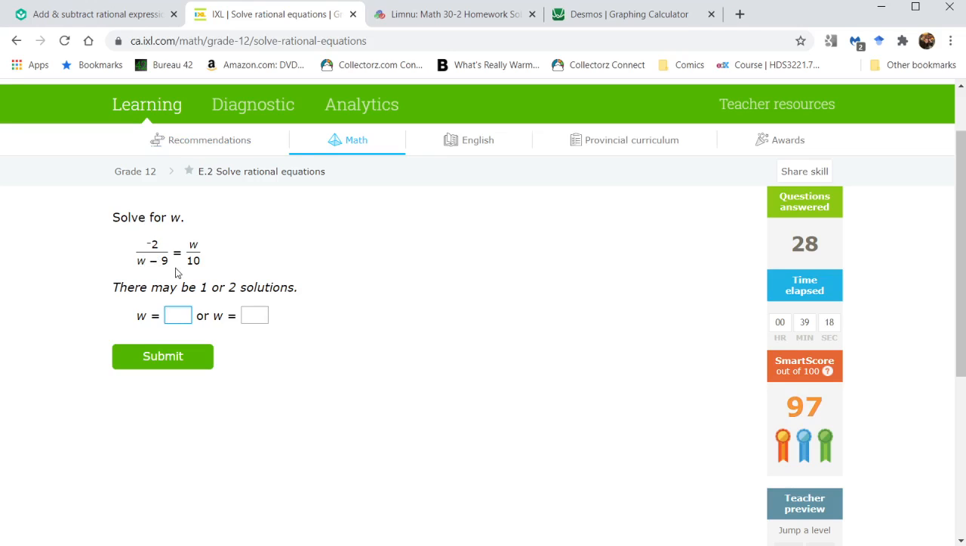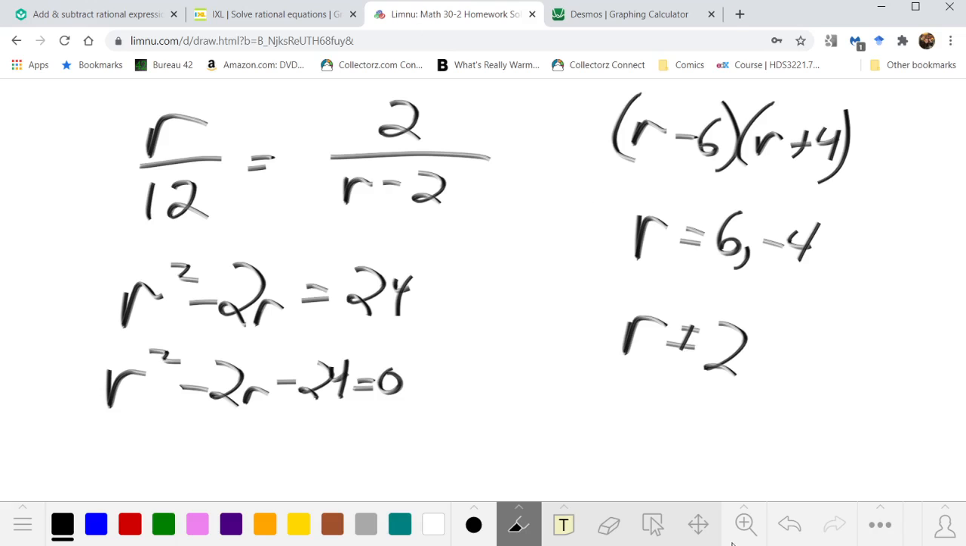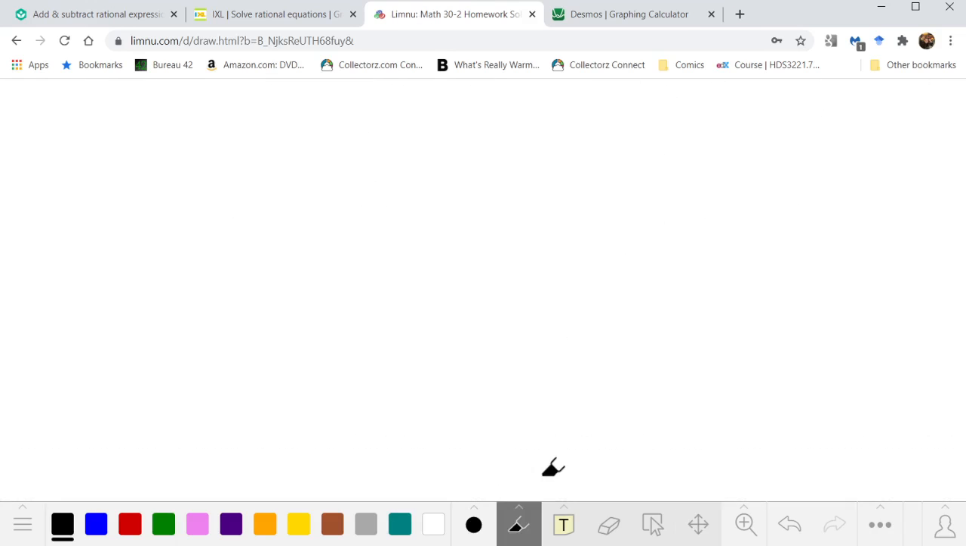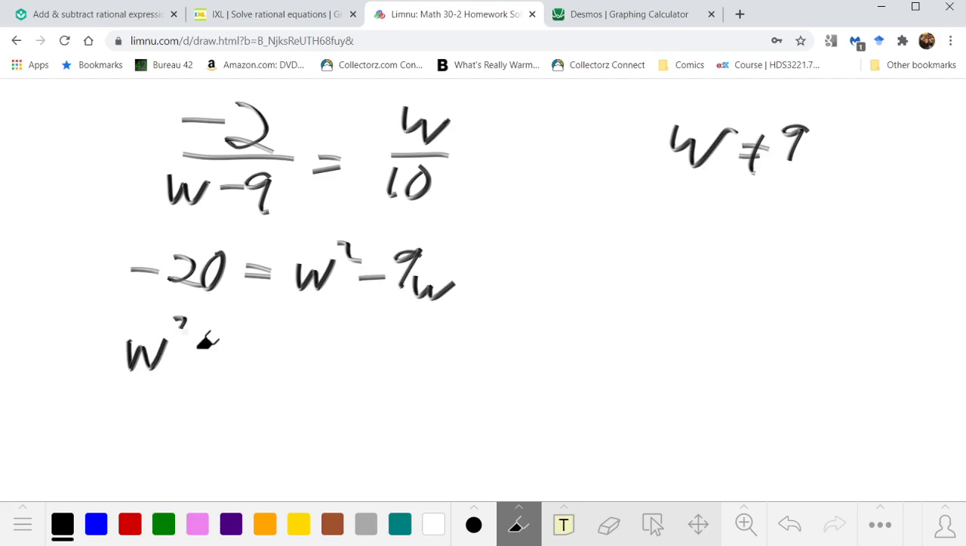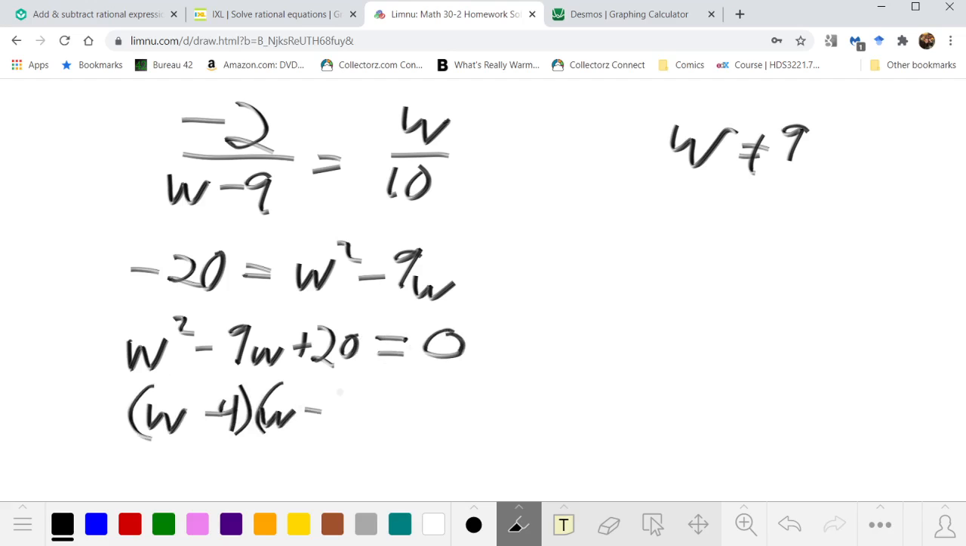So we have negative 2 over w minus 9 equals w over 10. Negative 2 over w minus 9 is w over 10, so w is not allowed to be 9. Gives us negative 20 is w squared minus 9w. W squared minus 9w plus 20 equals 0. Leaves us with w minus 4, w minus 5 equals 0. So w is either 4 or 5.